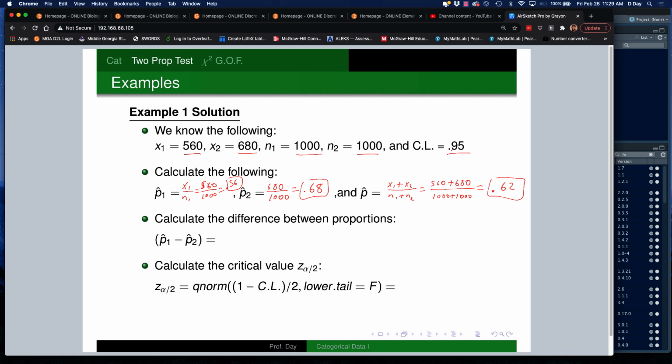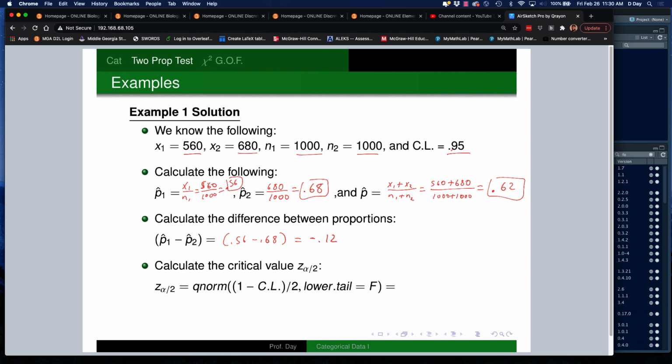The first one we need to do is P hat 1 minus P hat 2. So we have 0.56 minus 0.68. This is going to give us our point estimate, the center of our interval. And that comes out to be negative 0.12.